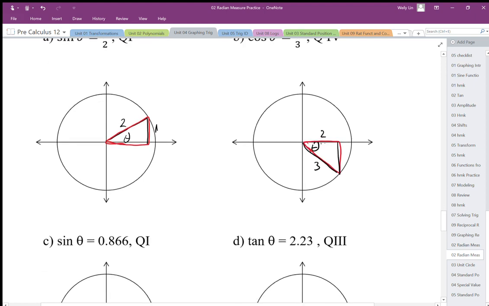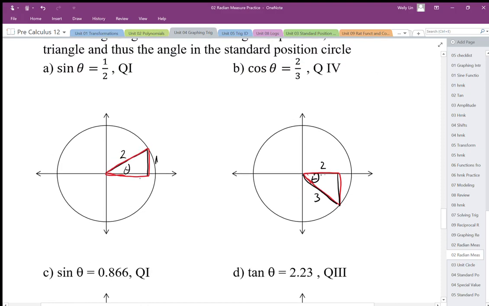Now it doesn't ask us to find the angle, but this one we do know the angle. It's 30 degrees. So if I were to ask for theta, theta equals 30 degrees. Now 30 degrees is pi over 6 in radians. This one here is not a special angle, so I need to actually use my calculator.